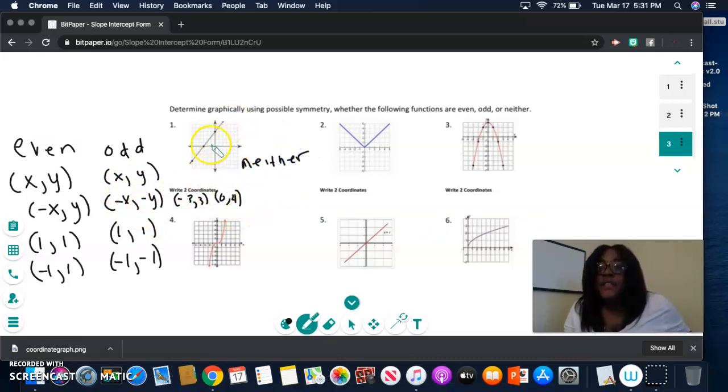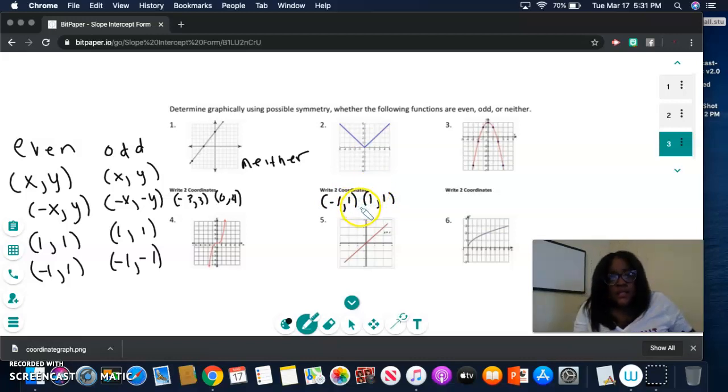I can even look at that and say, okay, if I fold that along the y-axis, will it be perfect? Will it have perfect symmetry, or whatever the case may be? So that's neither. But then when I look at number 2, I'm going to write 2 coordinates. So I'm going to do negative 1, 1. And then I'm going to do 1, 1.